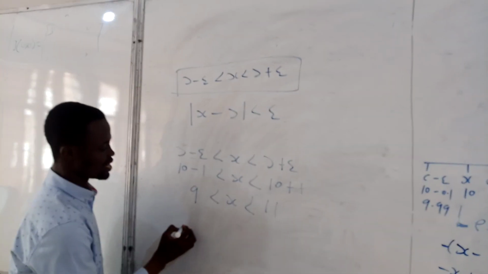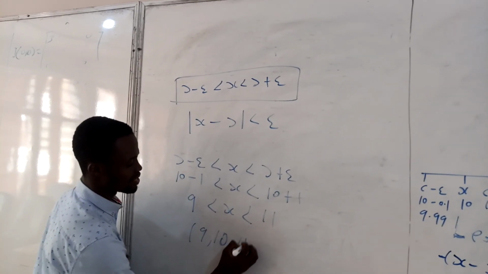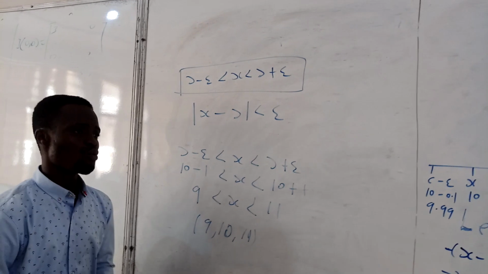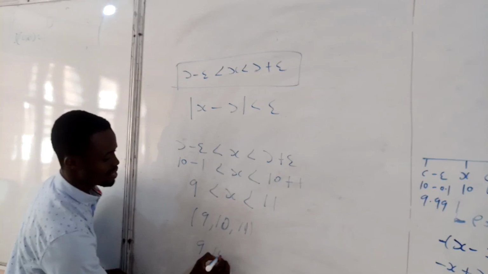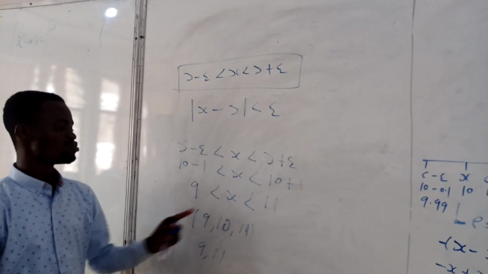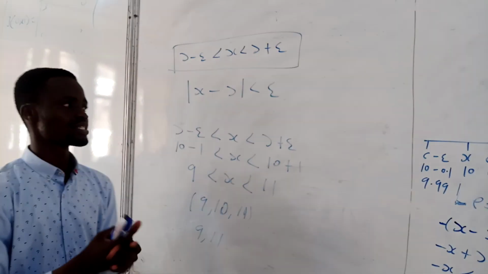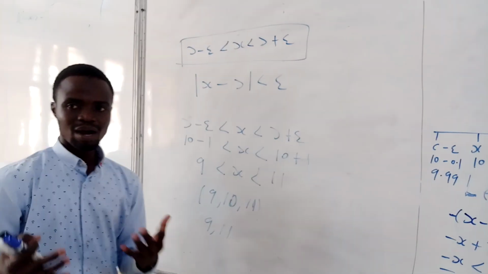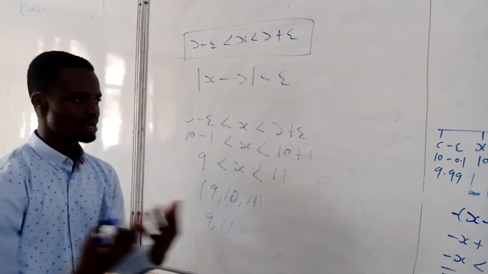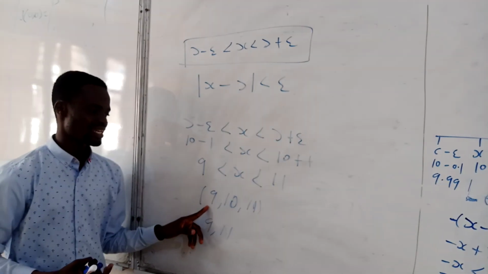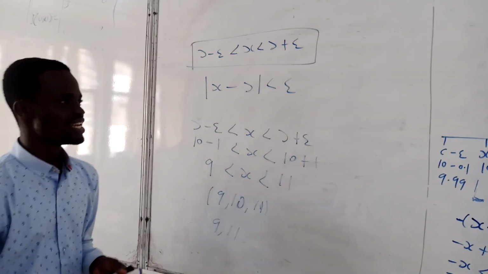Then if you want to list, you're going to get 9, then 10, and 11. So here the answer for one neighborhood of 10 is 9 and 11, and they are closer to 10. Neighborhood is simple. You are checking the numbers closer to the interval. Neighborhood in the normal English language: somebody closer to you, your neighbor. So you can see that 9 and 11 are closer to 10. So let's go to the deleted neighborhood.